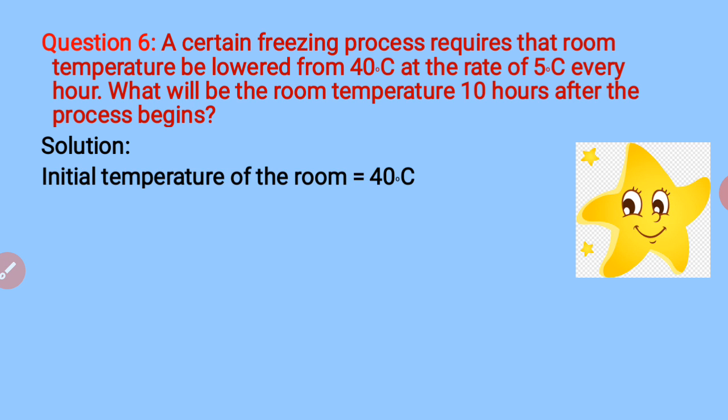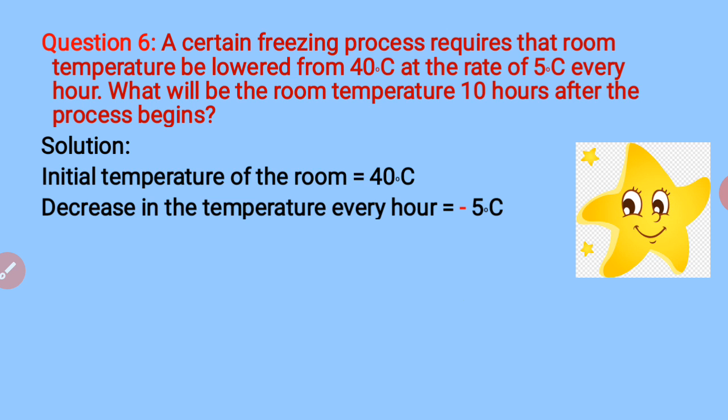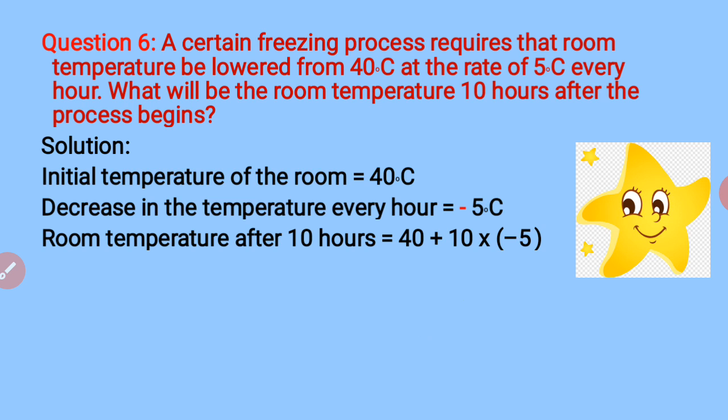Initial temperature is 40 degrees Celsius. Decrease in the temperature every hour, it is minus 5 degree. Minus 5 degree, it is reducing, coming down. So room temperature after 10 hours, it will be 40 plus 10 multiplied by minus 5. Now, how these numbers are written here? After 1 hour, there is reduction by 5 degree. So after 10 hours, the reduction will be 10 multiplied by minus 5. So total temperature drop will be minus 50 degree Celsius.